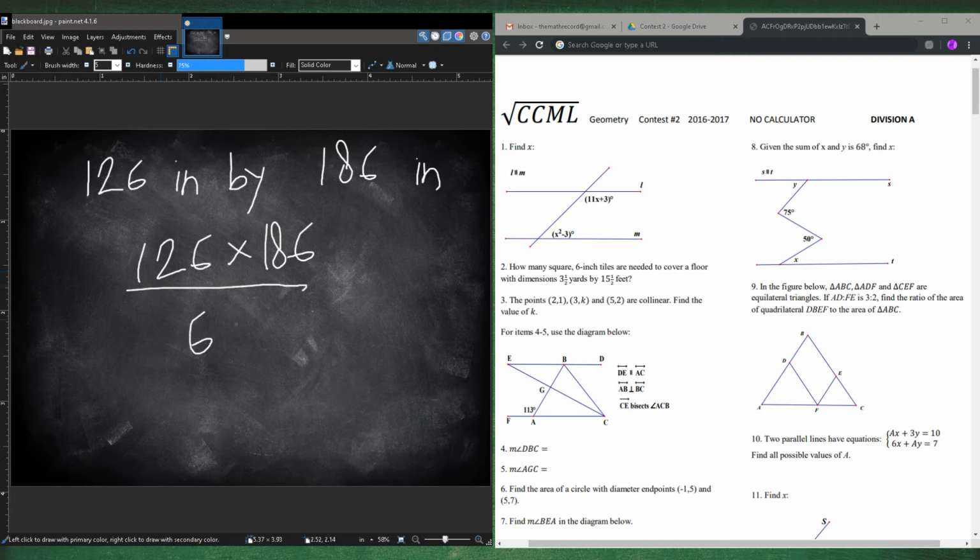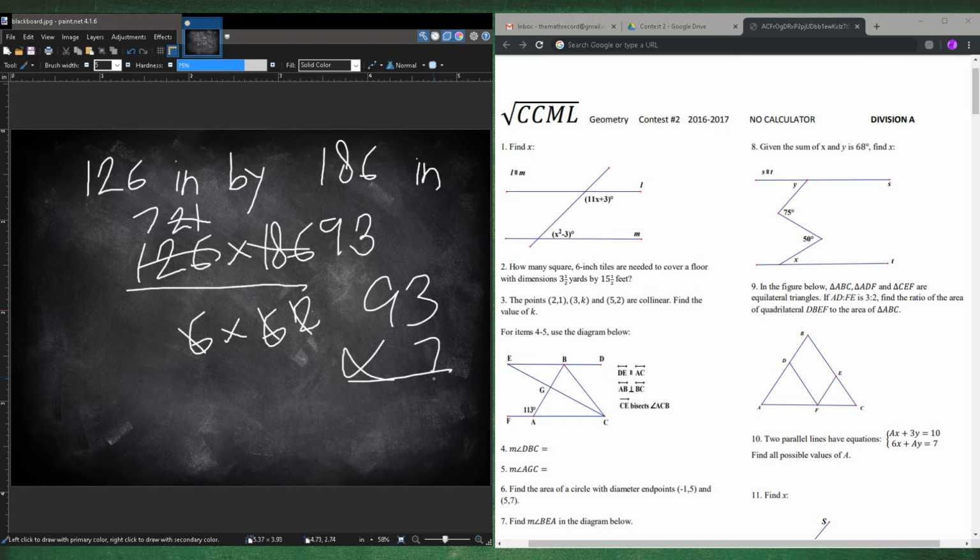So it'd just be 6 times 6. So 126 divided by 6 is the same as 21. Divide 21 by 3 to get 7, and 6 divided by 3 is 2, and 186 divided by 2 is 93. So we have 93 and 7 left. So 93 times 7, that's 21, 63, 651. So the answer is 651. That's your answer.